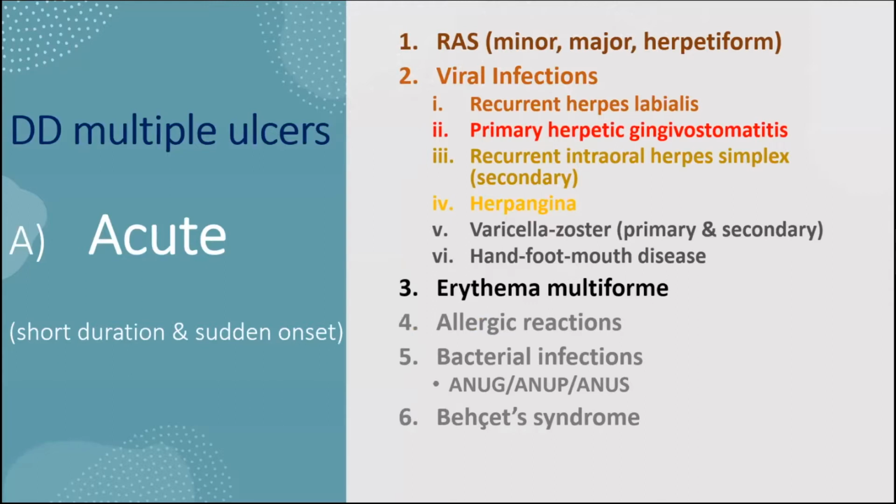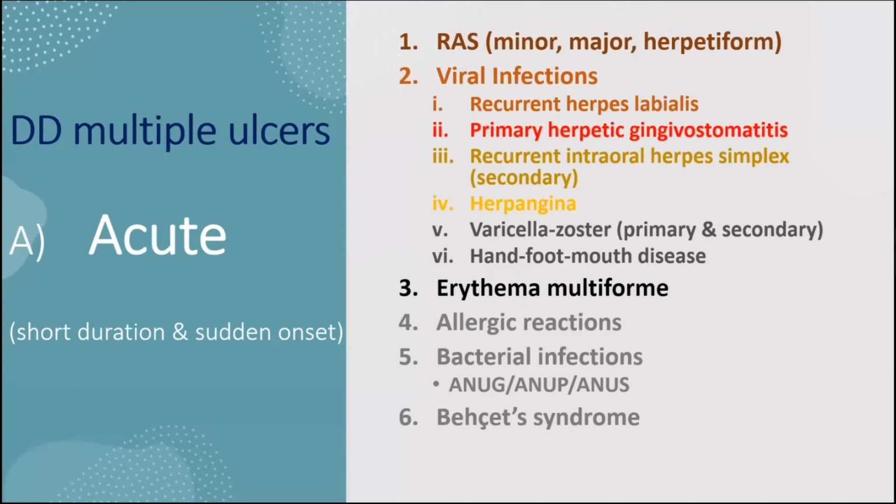So what I mean by that is that there is short duration and sudden onset of the appearing ulcers. So RAS being the king of this group, okay, so recurrent aphthous stomatitis, minor, major, or herpetiform, and the minor aphthous ulcers obviously being the most common of the three.